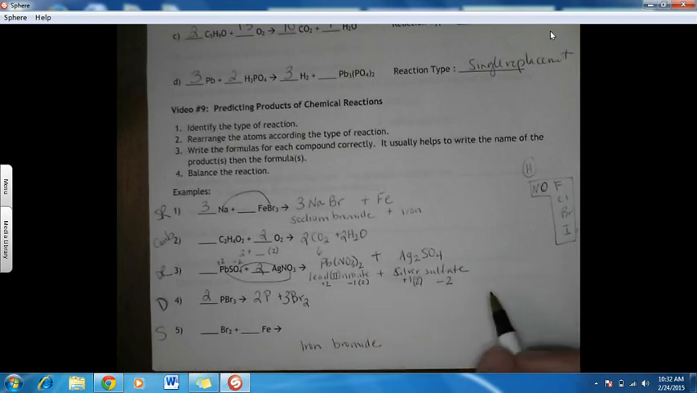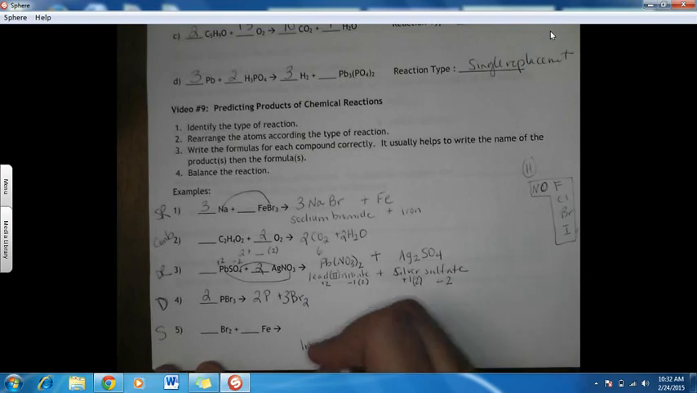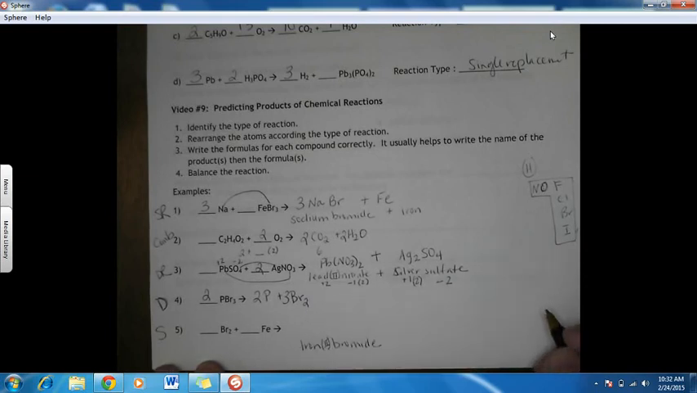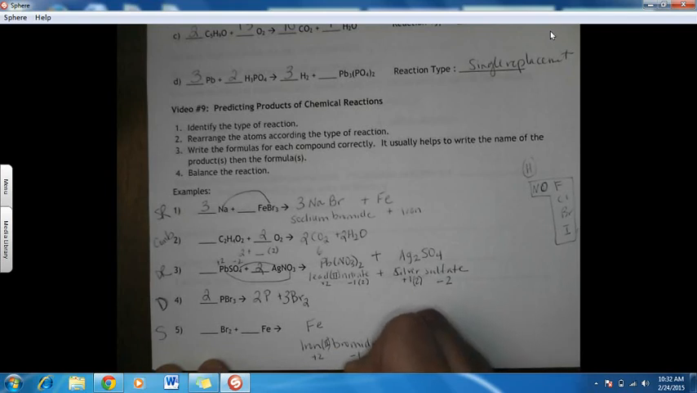Now, when you have a transition metal, if I don't tell you otherwise, you can assume it's got a charge of 2. But if I tell you otherwise, you have to use what I tell you. But if I don't give you an indication of what it is, just make it a 2. Alright, so this would be iron 2, so that's a plus 2. Bromide's a minus 1. Means I'm going to have to multiply bromide by 2.